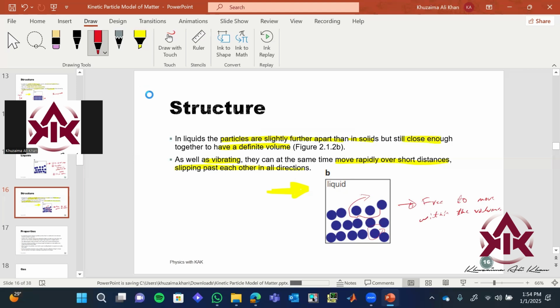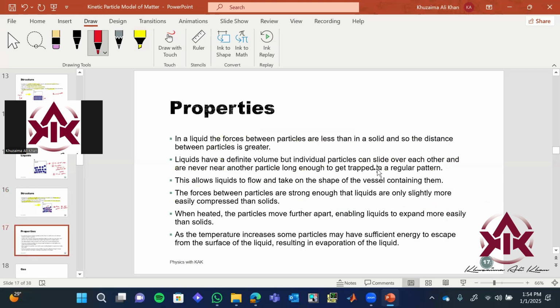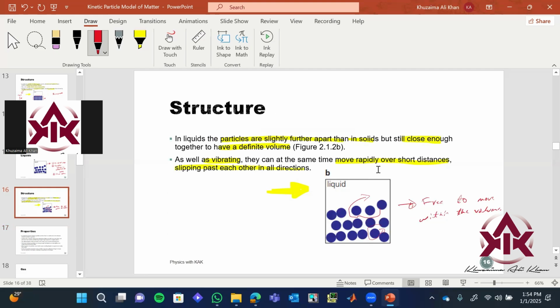Okay, so this is the structure. The detailed discussion was in the first lecture. If you do not recall it, just go and watch it again. Okay. Properties. Now let's talk about properties in more detail. We have seen the structure and how the particles move.